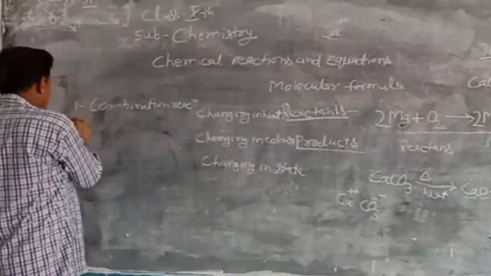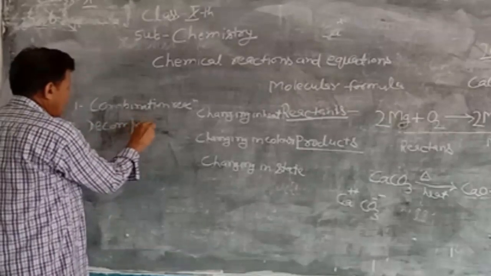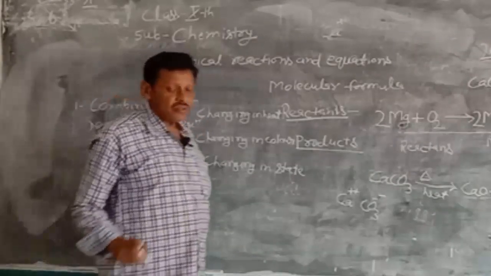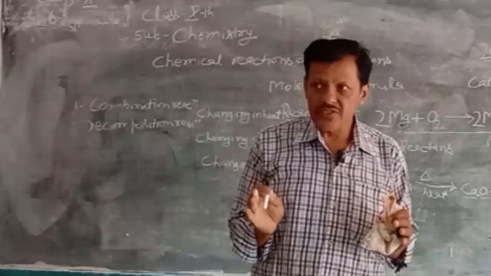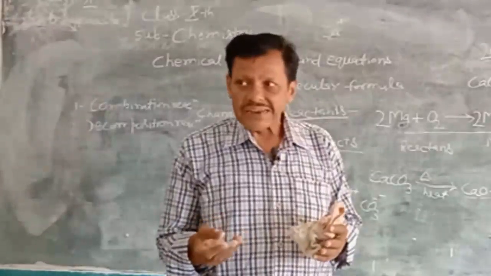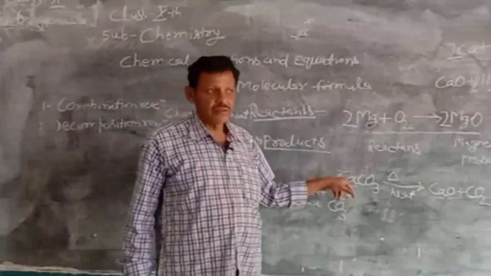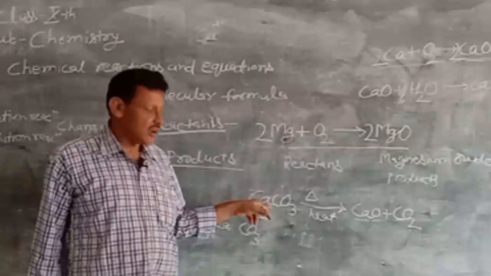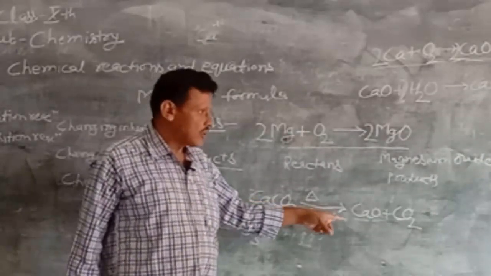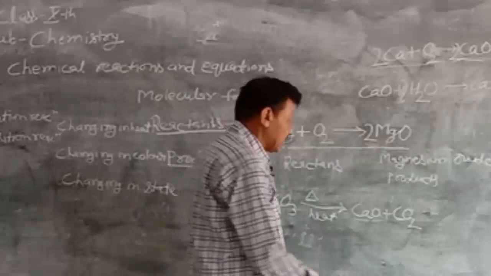Second, decomposition reactions. In decomposition reactions, a heavy substance is split into two or more lighter substances. Here, calcium carbonate is a heavy substance. When calcium carbonate is heated, it decomposes into two lighter substances, calcium oxide and carbon dioxide. It is a gas.